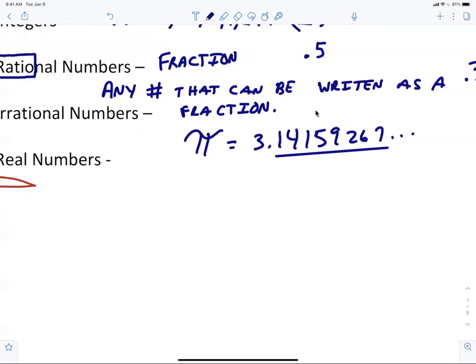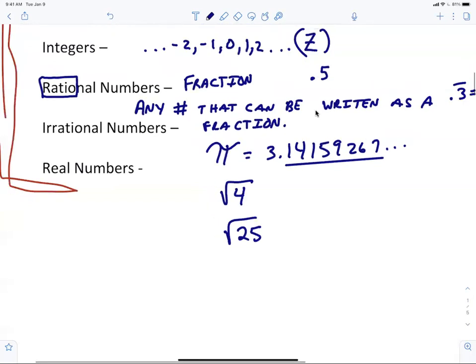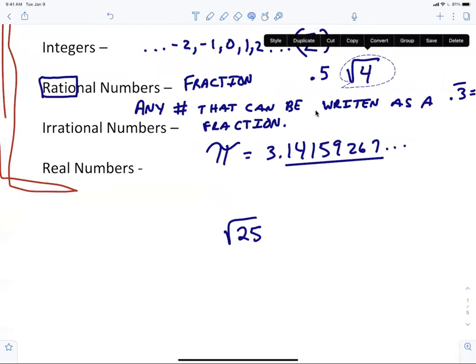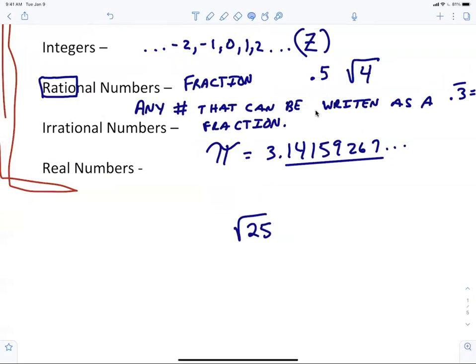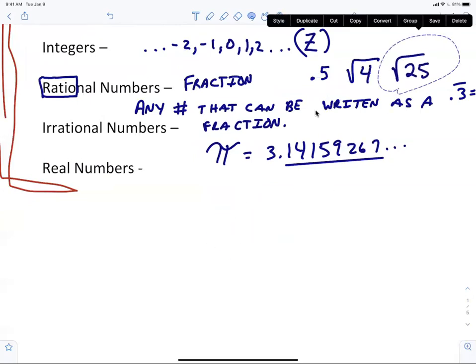Now let's look at this number. Square root of 4. Can somebody tell me what the square root of 4 is? 2. What's the square root of 25? 5. You learned that last year, right? Yeah, that's right. So is the square root of 4 a rational number? Yes, because you can take the square root of it. Is the square root of 25 rational? Yes, it is.